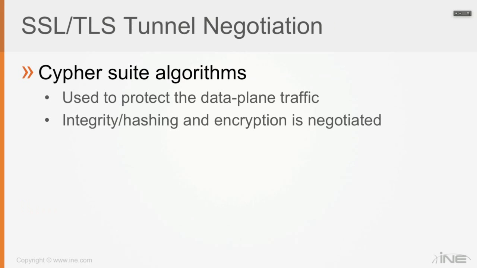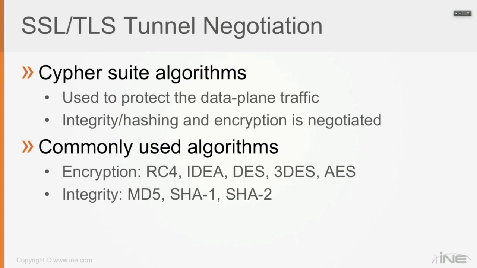Now the cipher suite is going to be used to protect the data plane traffic. So we're going to negotiate integrity and hashing and encryption. Just like in the case of IPsec VPNs, for integrity we have MD5, SHA-1 or SHA-2. But for encryption, we have also RC4, for example, that's an option. IDEA is an option which is still used as an encryption algorithm. And of course, DES, triple DES, or AES. And of course, left to right is stronger. So RC4 would be the least secure protocol. IDEA is going to be more secure, and so on, with AES being clearly the strongest encryption algorithm. And likewise for hashing, SHA-2 being the strongest integrity algorithm.